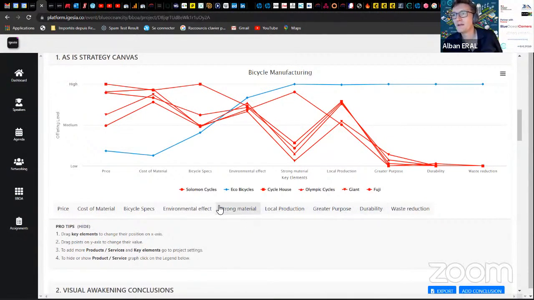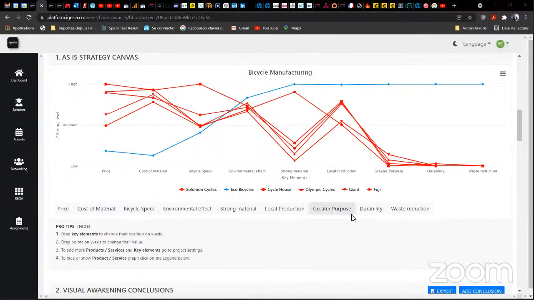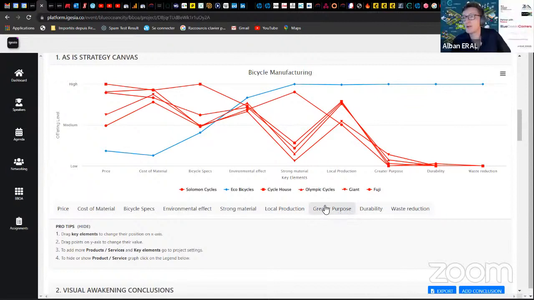Maybe strong material. The question I could have is, are all these elements from the perspective of the customers? So for instance, cost of material. I'm not sure it concerns the customer. It's more maybe you, the producer, the manufacturer, but not the customer. So I'm not sure about this one. It's not a key element for the customer, I think. And maybe some others can be questioned. The same goes for bicycle specs. Maybe there are some specs you could split. Some of them could be more detailed.